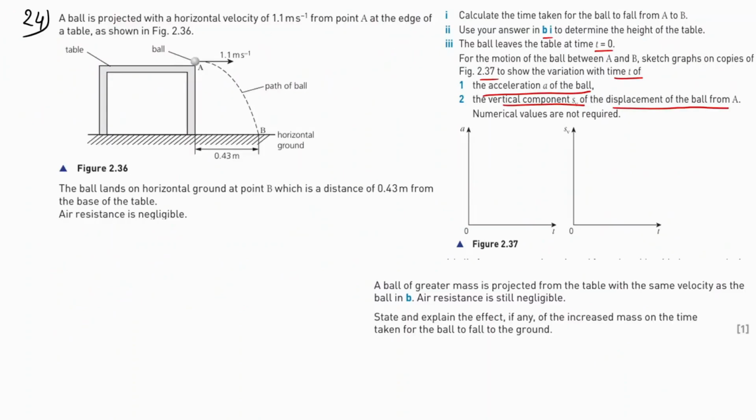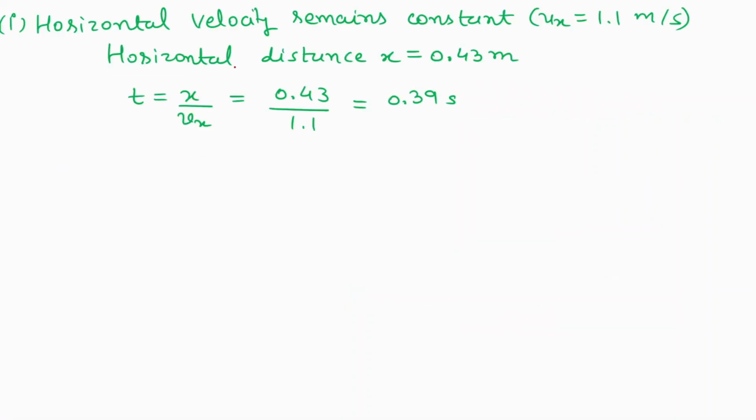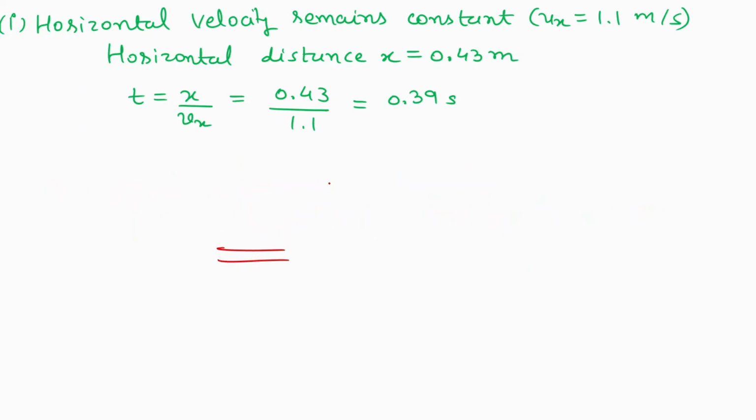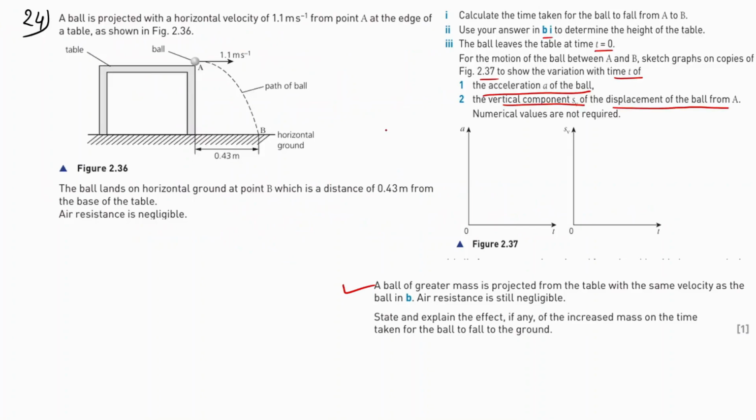Now we have a ball of greater mass. If they say the mass of the ball is heavier, then what happens? Do we get the same values or not? In these situations, we don't have mass in the equations. We didn't bother about the mass of the ball in this equation and also this equation. There is no mention of mass over here. That's why, if the ball has a different mass, the value will be the same.